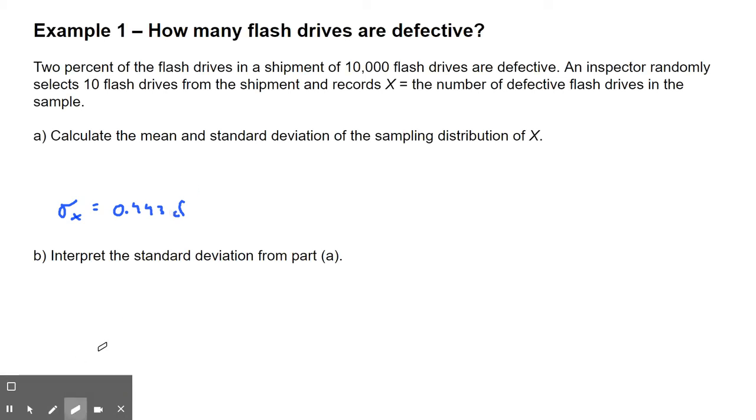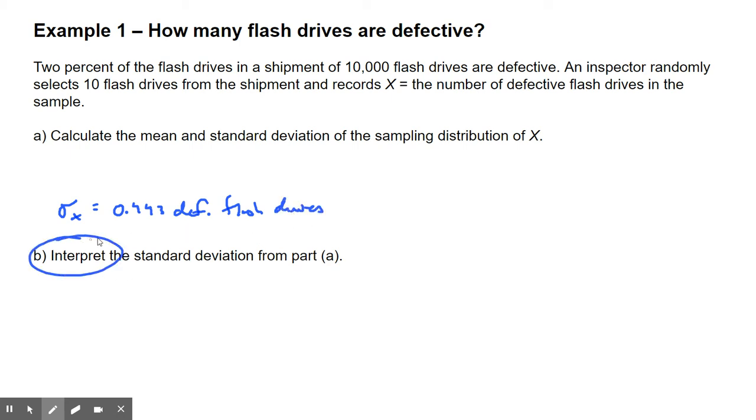Notice I put defective because I want to be as specific as possible, right? Defective flash drives. I'm going to use some shorthand to go a little faster. Okay, so now it says interpret the standard deviation. Well, remember the two key words for standard deviation are typically varies. Okay, now we're going to make this a little bit more elaborate because again, we want to talk about how many we're choosing and doing it many times.